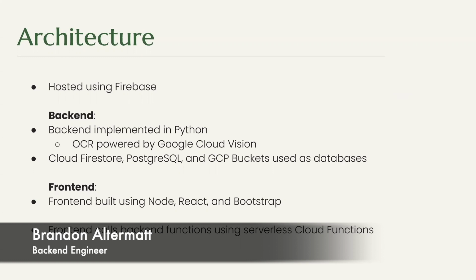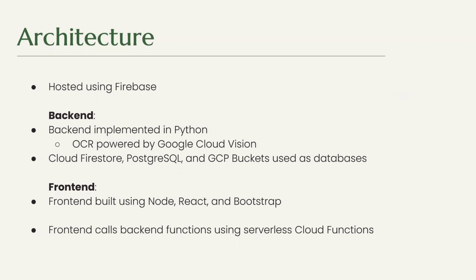Our backend handles conversion of a menu from an image or PDF into text, and it parses this text to identify potential substitutions. The OCR to parse the menu is implemented using Google Cloud Vision, and we used Cloud Firestore, PostgreSQL, and GCP buckets as our databases. As you've seen, our front end handles user-facing interactions, like browsing products, uploading menus, and performing administrative functions. We built the front end using Node.js, React, and Bootstrap. Interactions between our front end and our back end are done using serverless cloud functions for things like menu uploads and sending product recommendations.